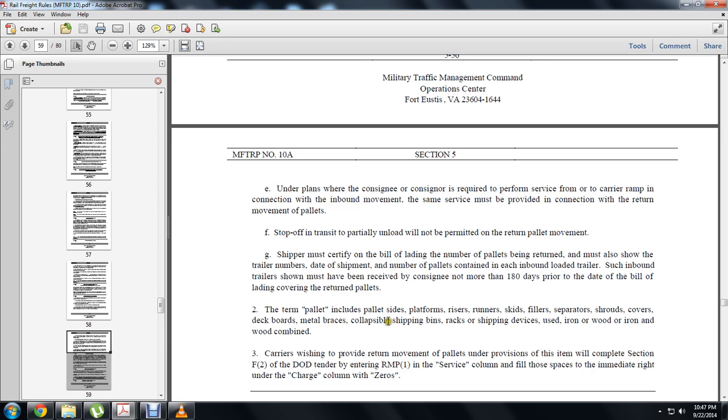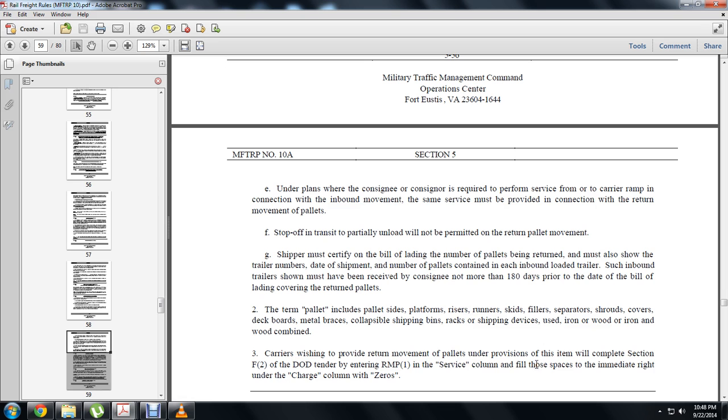The term pallet includes the pallet platform sides, platform risers, runners, skids and fillers and separators, shrouds, covers, deck boards, metal braces, collapsible shipping bins, racks, and shipping devices, used in wood or in wood combined. Carriers wishing to provide the return of pallets provision to the item complete the Section 5.2, the DoD tendering, entering the RMP of the service for column.